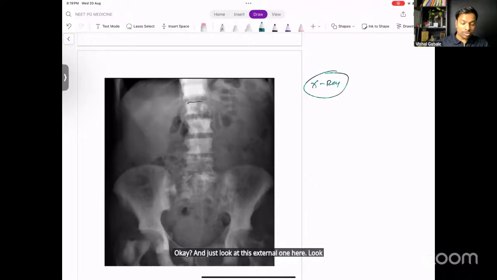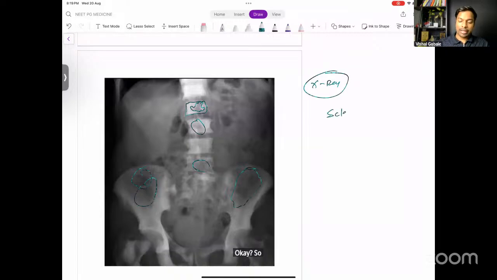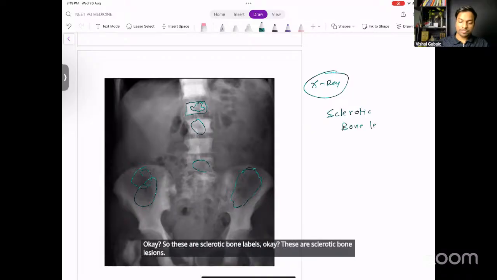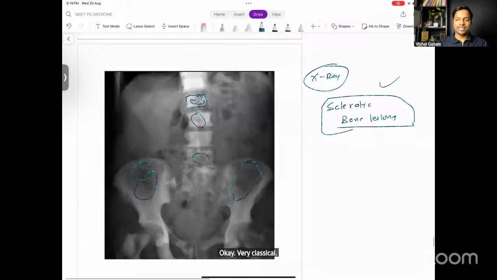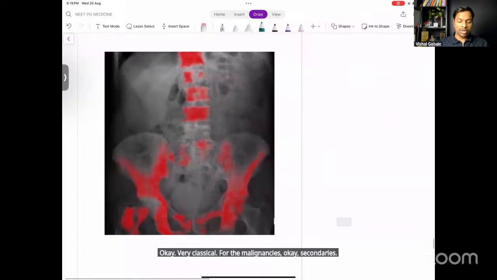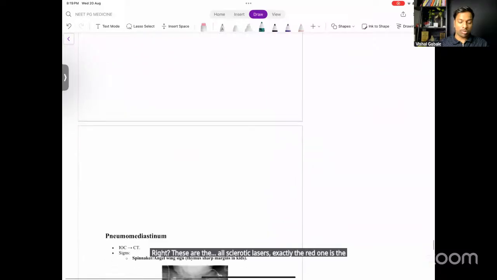Look at the bones. Bone resorption is there, right? Osteoclastic lesions are there. Similarly, over here it is also the same thing, and here is also the same thing happening. Okay, so these are sclerotic bone lesions, very classic for malignancies. Okay, secondaries, right. These are all sclerotic lesions. Exactly, the red one is the sclerosed part, the normal part, you can say.